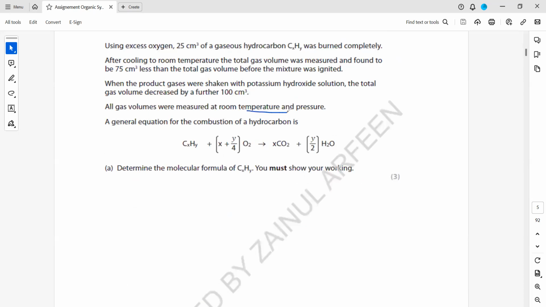Question 2, how we worked out the volume? Because it was room temperature, that's why we did not take the water. So the total reactant minus the product, the volume was 75, the difference. And 100 cm cube of potassium hydroxide was only reacting with carbon dioxide. So 25x, because this was 25, so this is 25, this is also 25. So 25x was 100, so x is equal to 4.